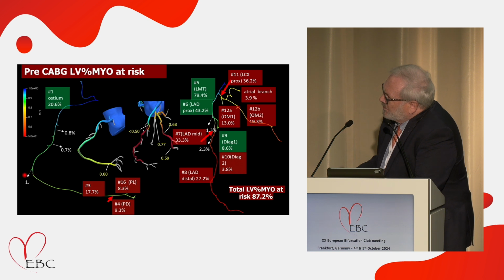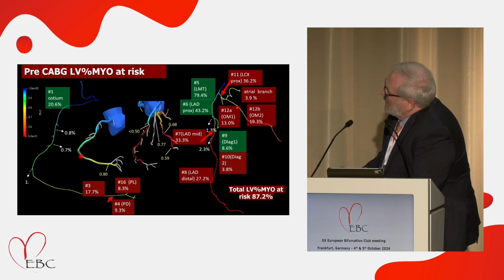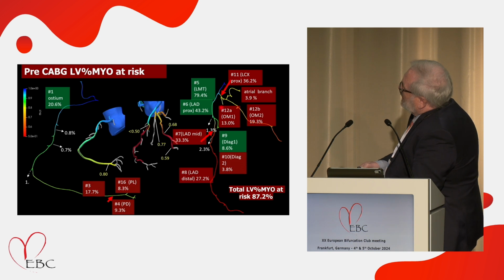Then you see 1%, 0.7%, 0.8%, that small side branch on the way to the bifurcation. So all in total, the right coronary artery is an area at risk of 20.6%. Then you take the LAD, and again you see the big red arrow here is the point where the FFR-CT goes below the value of 0.8, the same for the circumflex.